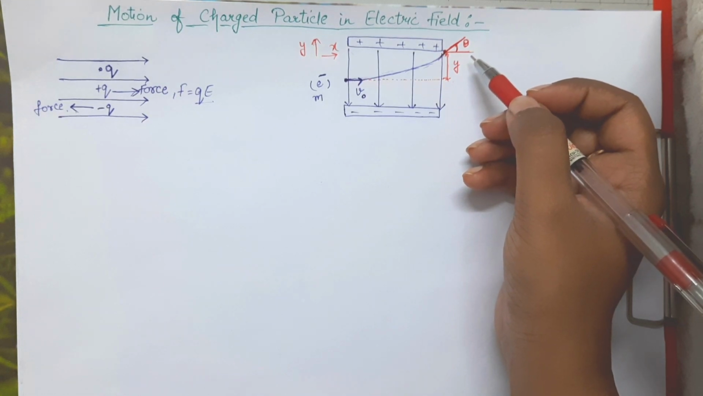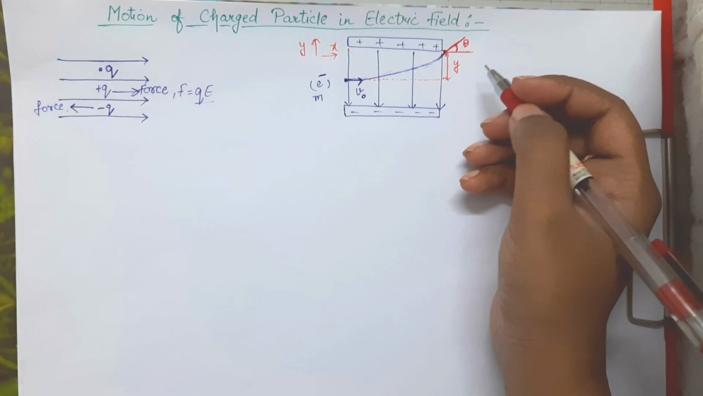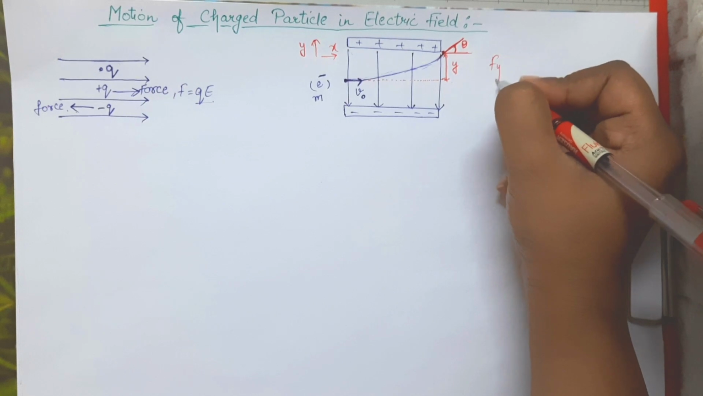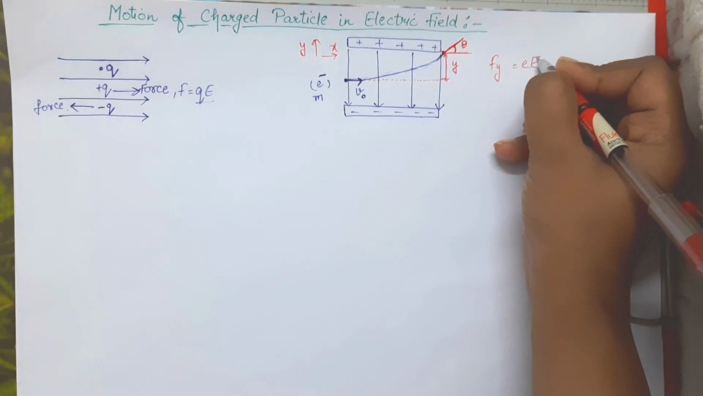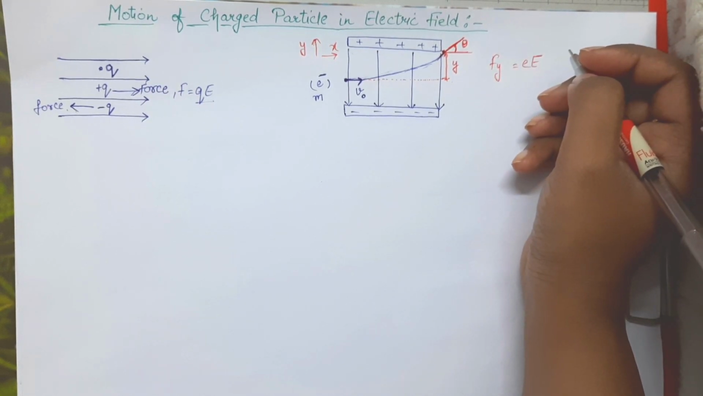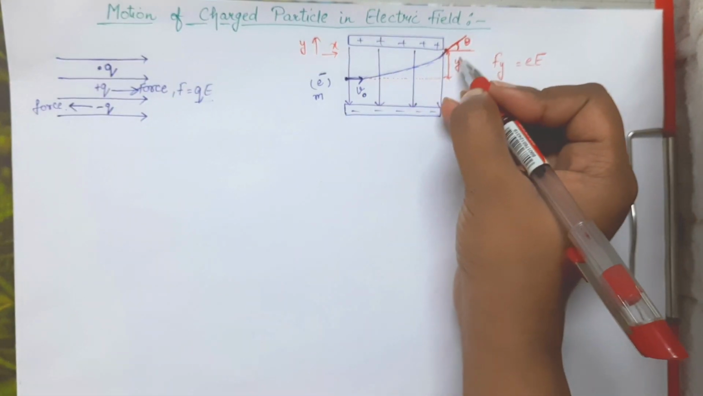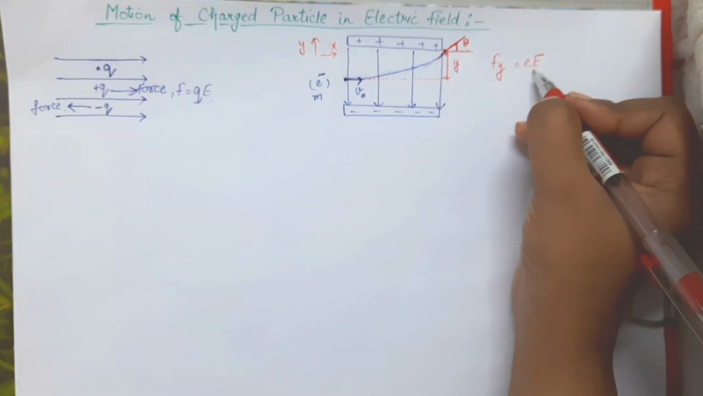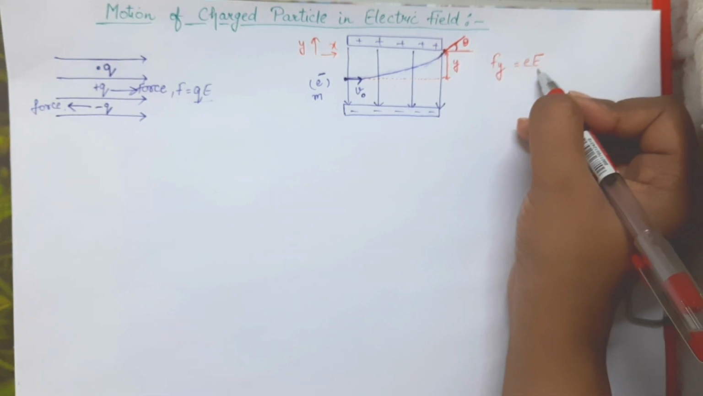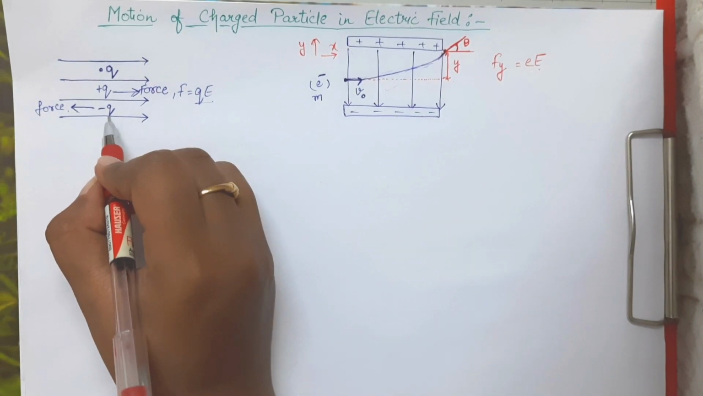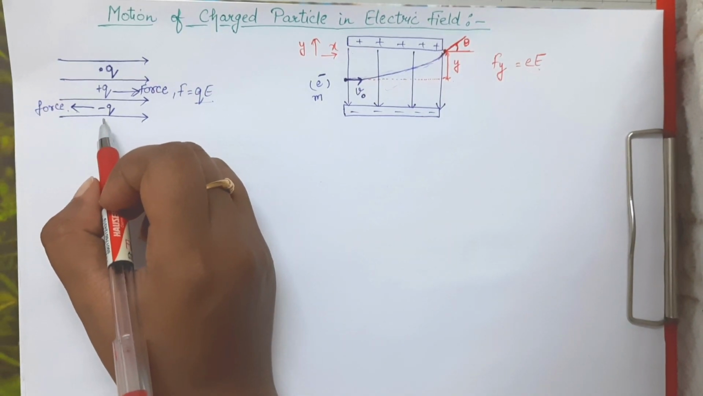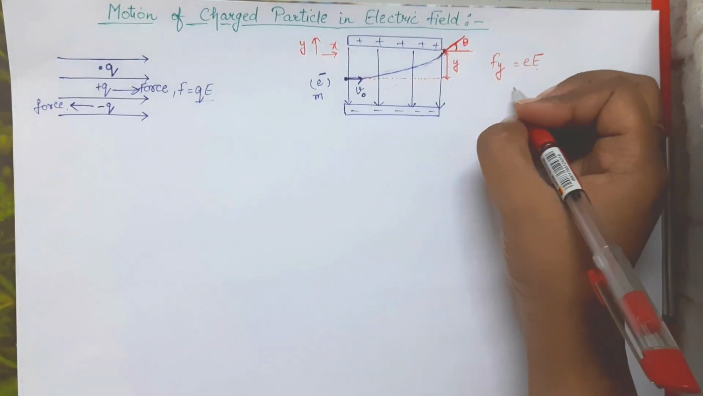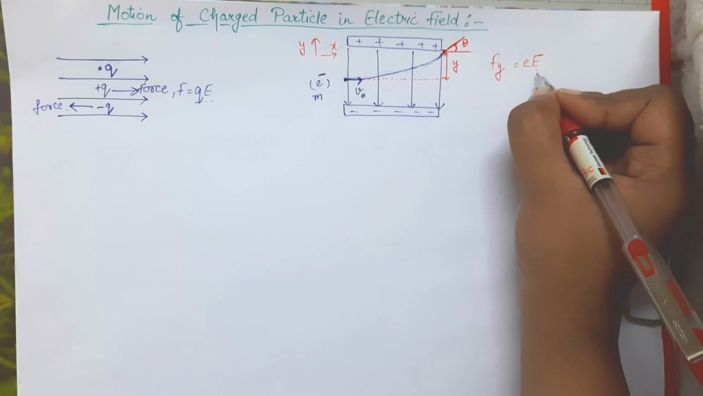Deflection is along the y direction and force is also applied in the y direction, and Fy will be equal to eE. So force will be applied due to this electric field along the y direction, and the magnitude of that force will be equal to eE, because we have discussed how the force is applied on a charged particle. So this is the force along the y direction which is being felt by this electron.